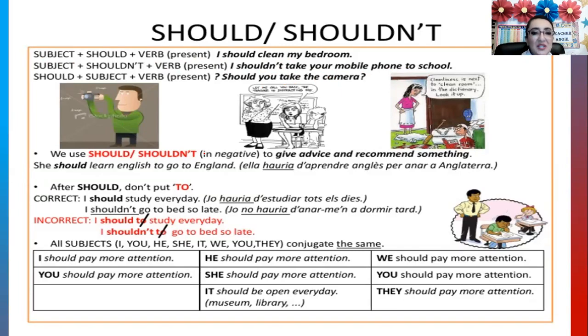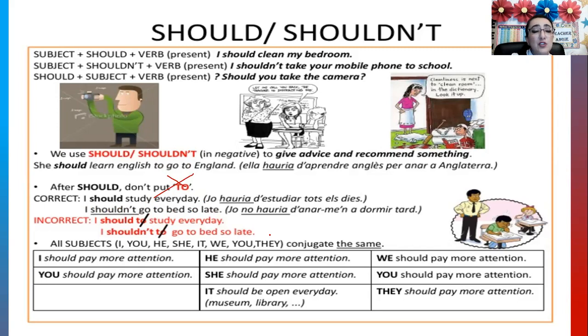He should learn English in order to go to England. After should, as I was telling you, we are not going to place to. I should study every day. I shouldn't go to bed so late. That's correct. If you say, I should to study every day, it's incorrect. I shouldn't to go to bed so late. No, that is not correct, okay? I should not, or I shouldn't, should I?